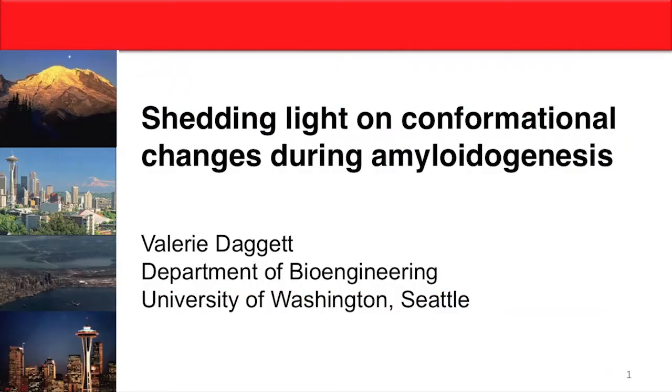Hello, my name is Valerie Daggett, and I'm going to be telling you about studies that have been ongoing for many years in my lab at the University of Washington. We've been studying amyloidogenesis, and amyloid diseases affect over 1 billion people worldwide. They are fundamentally diseases in which a normal protein or peptide changes structure, aggregates to ultimately form amyloid fibrils and plaques. Today I'll be talking about how we're trying to characterize the structures along the way.